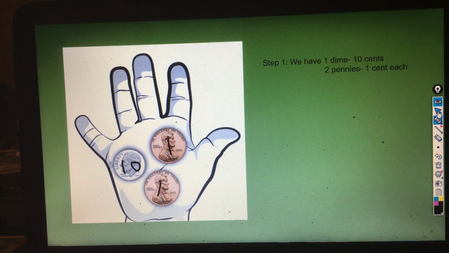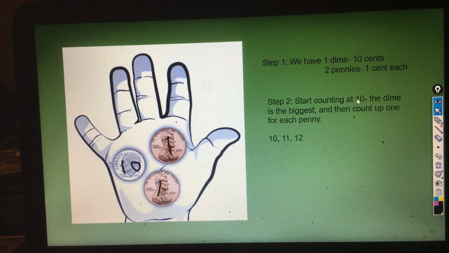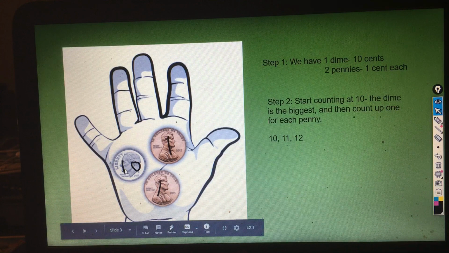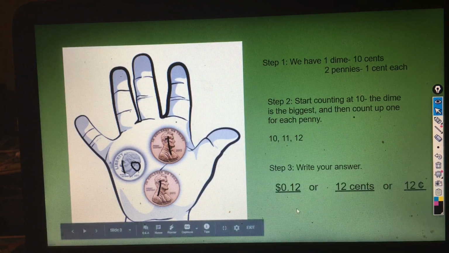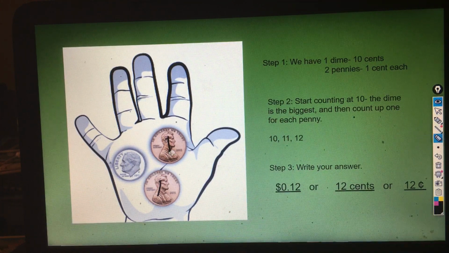So when we go back to count this, we will start with the 10 because it's the biggest, and we don't have to go back and count 1, 2, 3, 4, 5, 6, 7, 8, 9, 10. We know we have 10 cents. So we start at 10 and we count up 2 more. 10, 11, 12. So our answer would be that we have 12 cents, and we can write it in one of those 3 ways that I just showed you. 12 cents with the dollar sign and the decimal point, 12 cents with the word, or 12 cents with the cent sign.